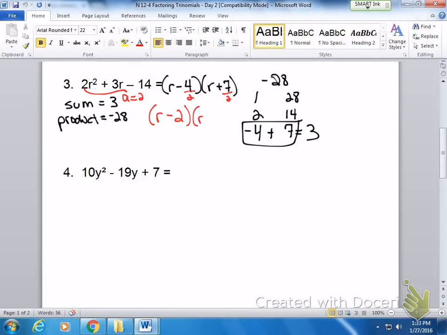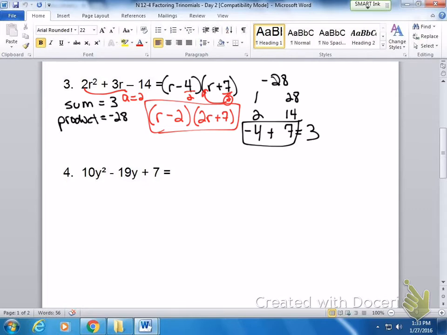Well, that is simplified as far as it can go, so I have to swing my 2 in front of the r. So I have to swing my 2 in front of my r, so I get 2r plus 7. Again, it doesn't matter what order. You could have 2r plus 7, then r minus 2. It's the same thing.